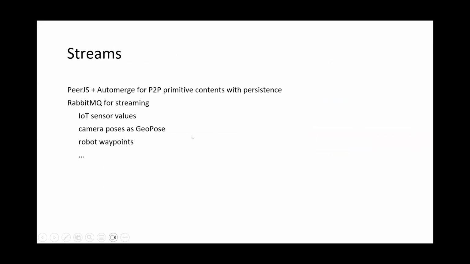And another feature that was added at the end of last year, and particularly interesting for this group, is the streams and the pose streams of the cameras. Sharing the basic objects was done with this peer-to-peer PGS and auto-merge, because they can have some persistence. But what I'm going to talk about now is this RabbitMQ extension, a publish-subscribe mechanism on certain topics. You can listen to sensor values or camera geoposes or create robot waypoints.